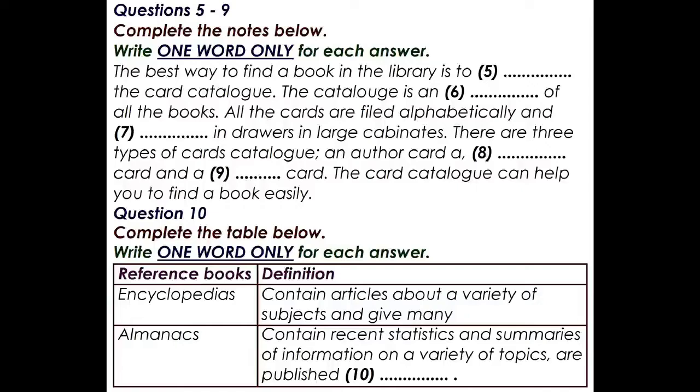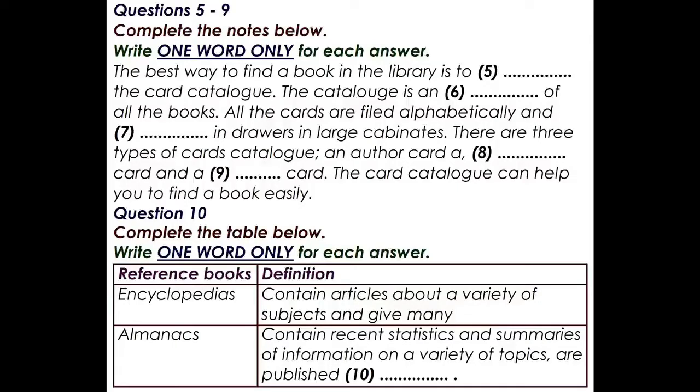The best way to locate a book in the library is to use the card catalogue. The card catalogue is an index of all the books in the library. Information about a book is listed on cards. All the cards are filed alphabetically and stored in drawers in large cabinets.